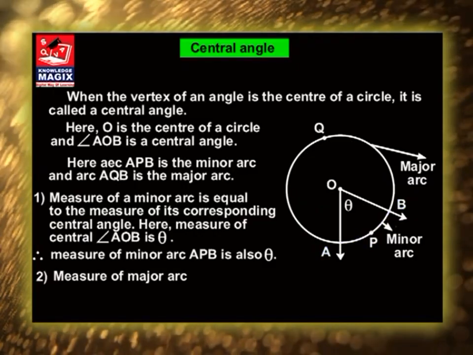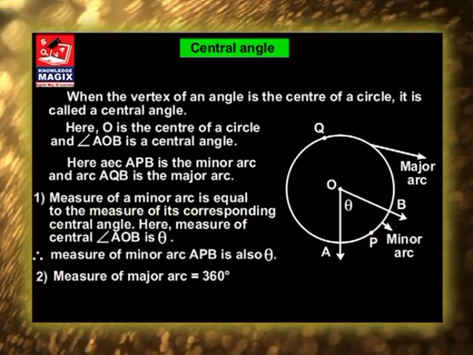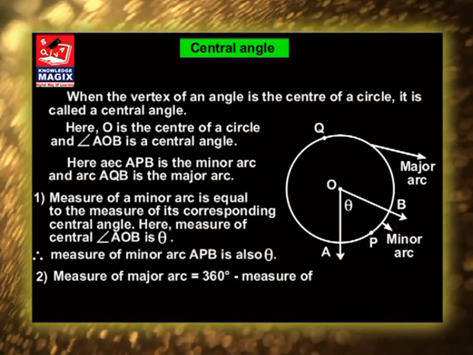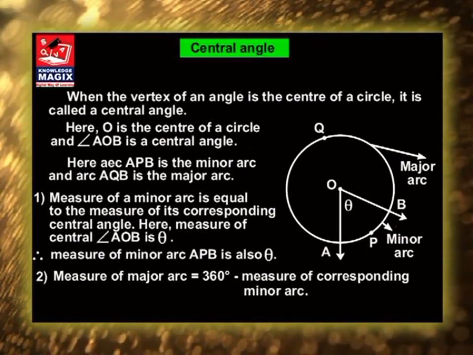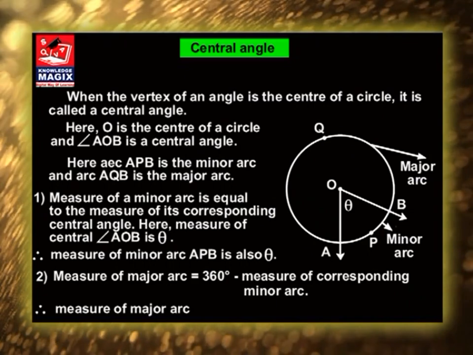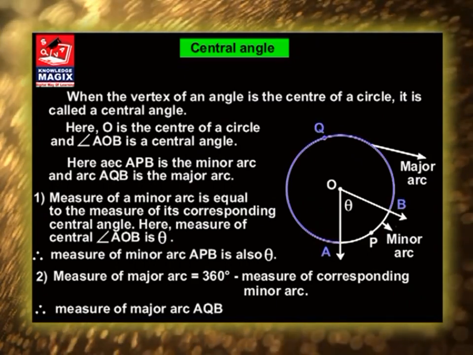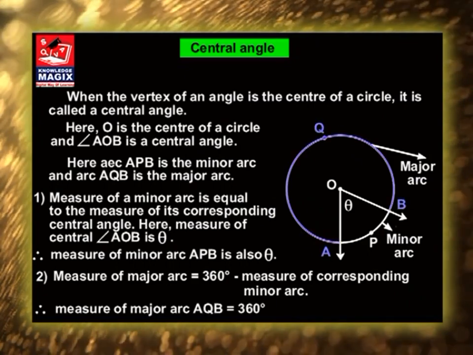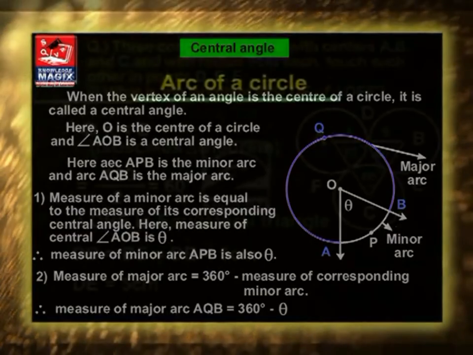Measure of major arc is equal to 360 degrees minus measure of corresponding minor arc, and therefore here measure of major arc AQB is equal to 360 degrees minus theta.